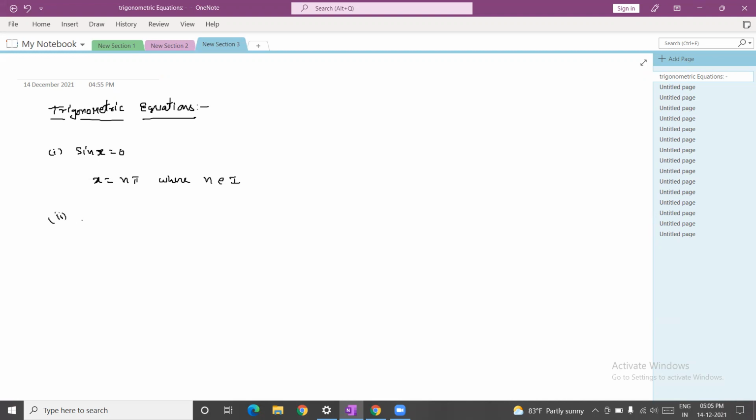When it comes to the second equation, if cos x is equal to 0, x is equal to (2n plus 1) pi by 2, where n belongs to integers. If tan x is equal to 0, x is equal to n pi, same as sin, where n belongs to integers. We can do the same if it is not 0. If it is not 0, how to do it?